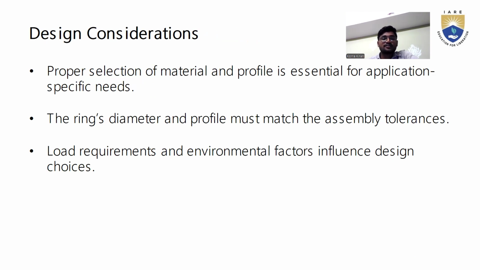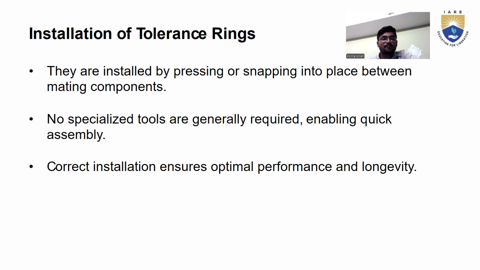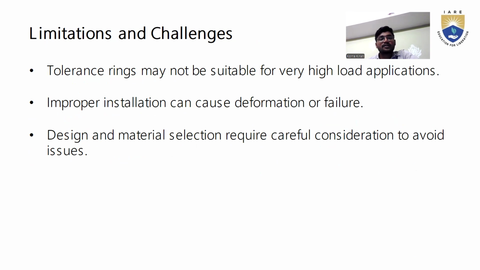Now, design considerations. While designing, we mainly need to see the proper selection of material, and check whether it is suitable for the tolerance ring or not. Installation of tolerance rings involves a snapping or pressing process between the mating components. The main limitation is that there are no high load applications, because tolerance rings are only for low load applications. If we use a high load application, the tolerance ring may not be suitable and can deform improperly. That is also one of the limitations.